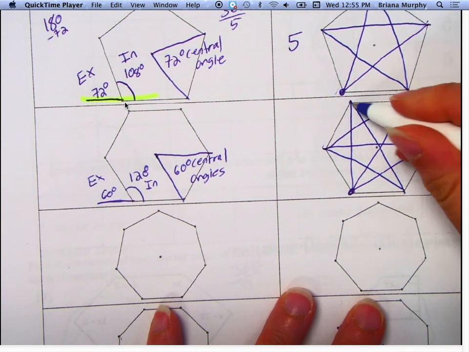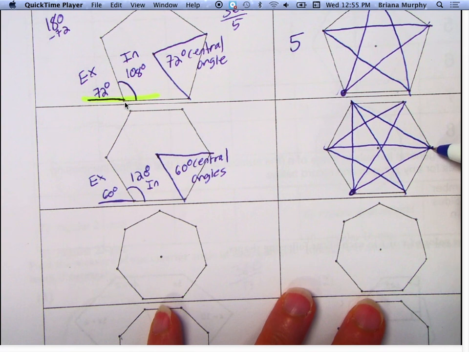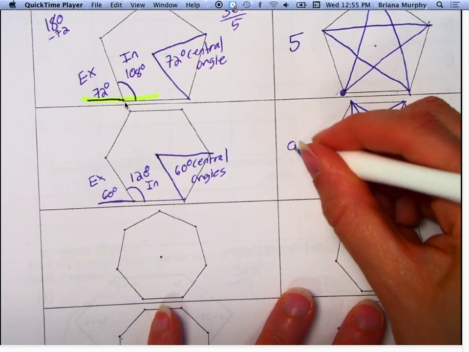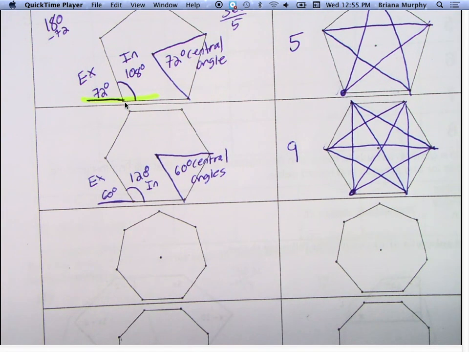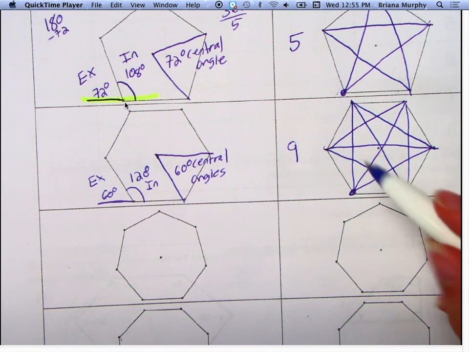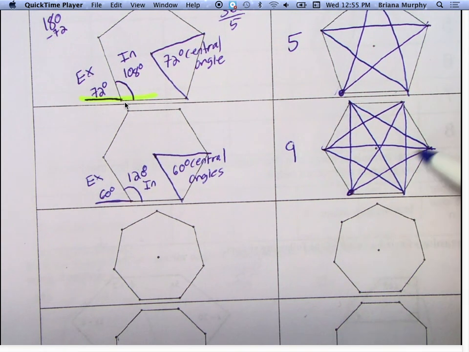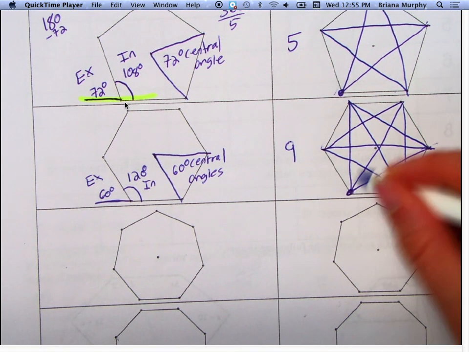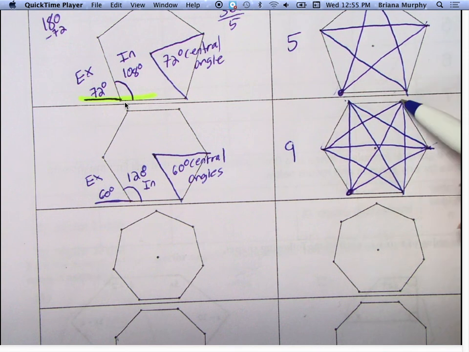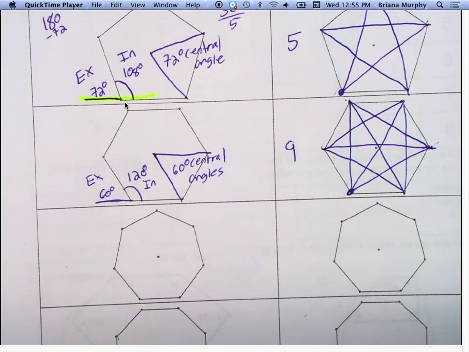7, 8, 9. Okay, so remember I don't count them twice, right? So this has 3, so now each one of these will have 1 and go through it. So I have to count while I draw it or else I get messed up.